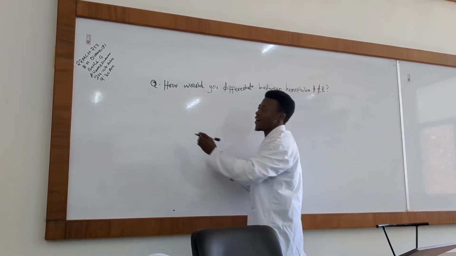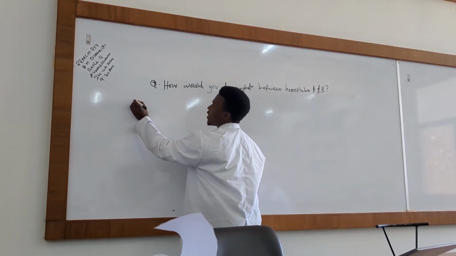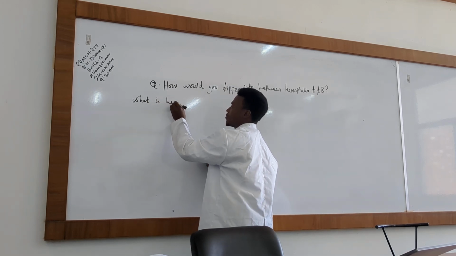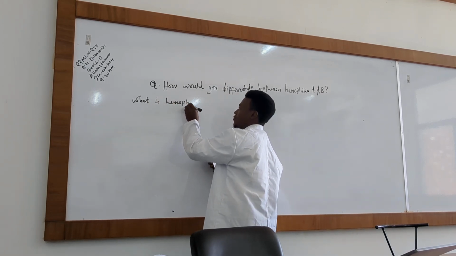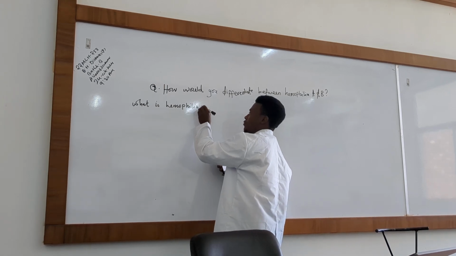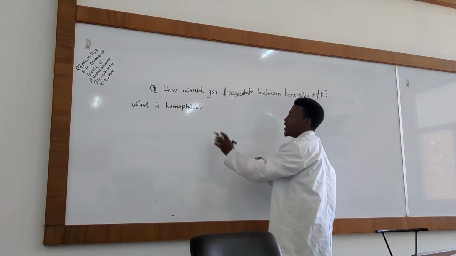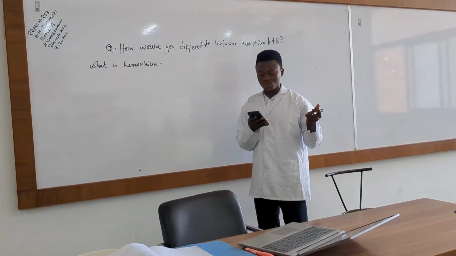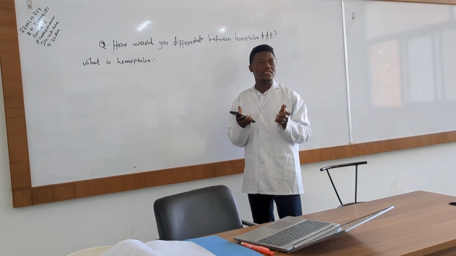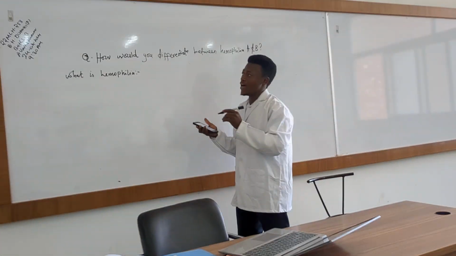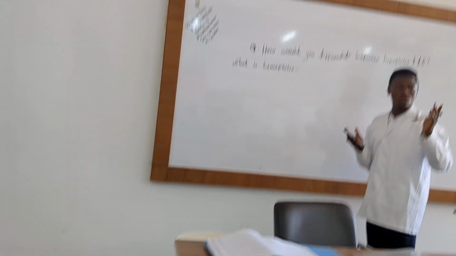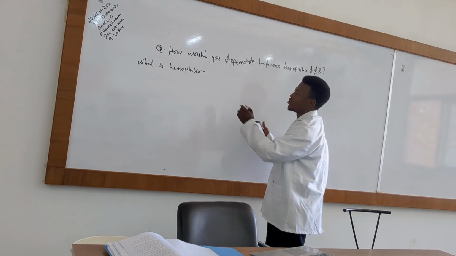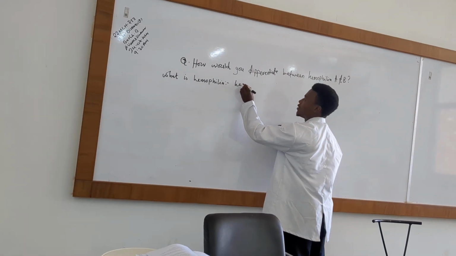First of all, we have to know what is hemophilia. Hemophilia, as we already know, is a genetic disorder that affects blood clotting, which is classified into three types: hemophilia A, B, and C.